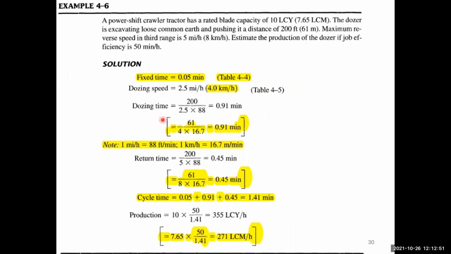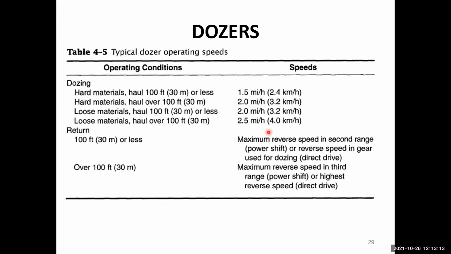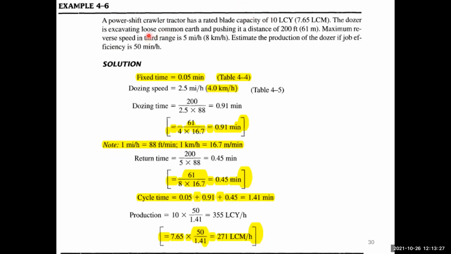And the dozing speed will then be 4 kilometers per hour. Why? Because the dozing distance is 61 meters, which is more than 30 meters. If I see in the previous table, the dozing speed for more than 30 meters is 4 kilometers per hour, and since it is dozing in a loose material, not in a hard material, the dozer is excavating loose common earth more than 30 meters. So the dozing speed will be 4 kilometers per hour. That means whenever it pushes the material, it will push it at an average speed of about 4 kilometers per hour.